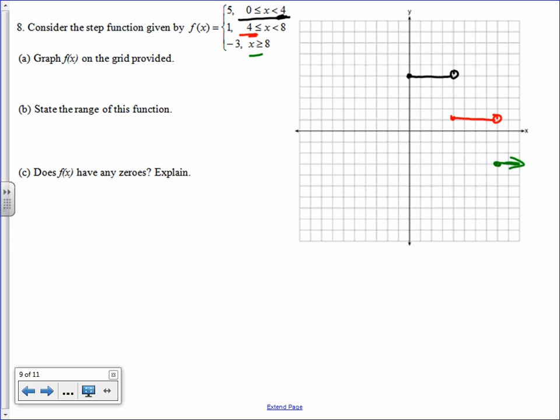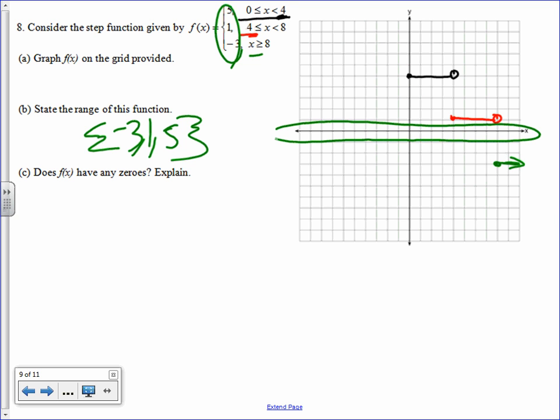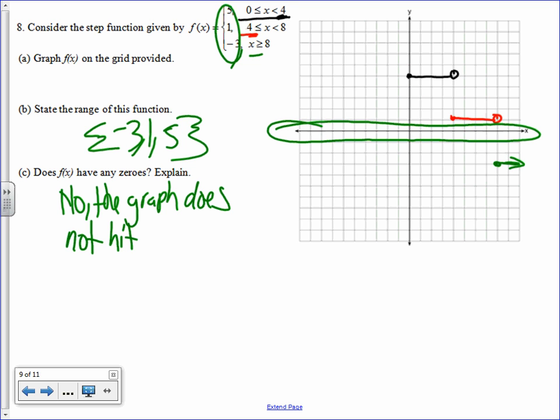The range is all the y values. The y values are -3, 1, and 5. Does it have any zeros? Well, remember the roots hit the x-axis. This graph does not hit the x-axis, so no. The graph does not hit the x-axis.